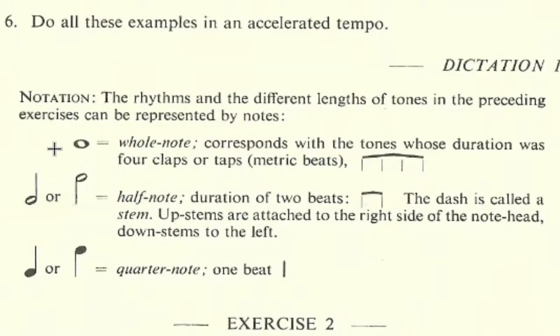The rhythms and the different lengths of notes in the preceding exercises can be represented by notes. So this is called a whole note. It corresponds with the tones whose duration was 4 claps or taps. This is called a half note. It's a duration of 2 beats. The dash is called a stem. Up stems are attached to the right side of the note head, down stems to the left. Then you have a quarter note, which gets 1 beat.